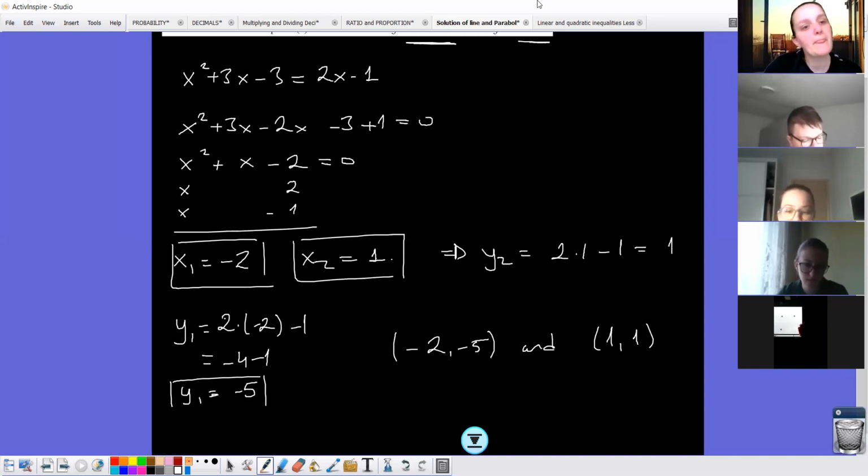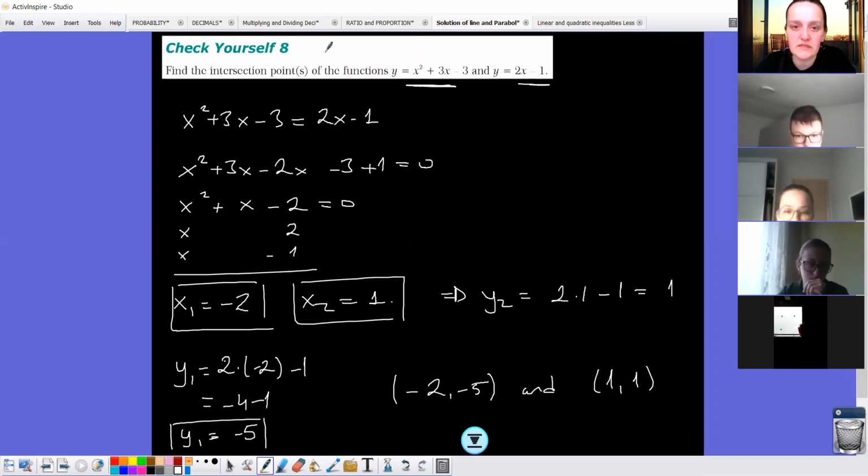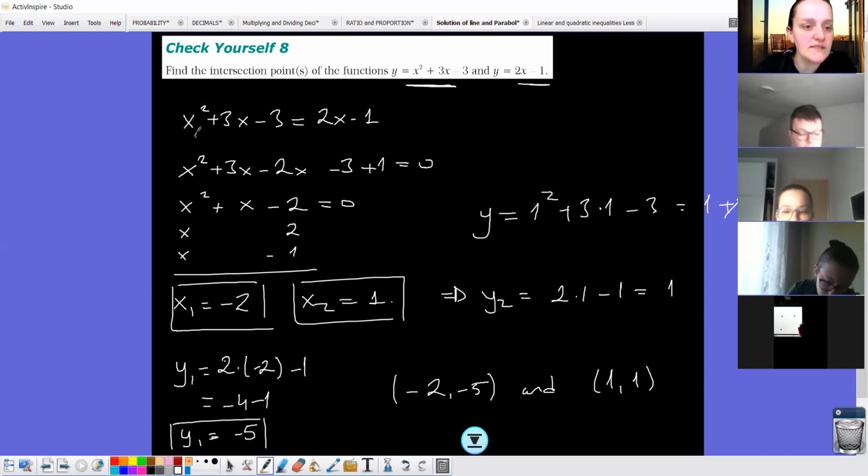Will they give us the same results if we do it with the quadratic function? Yes, you can try. We can try with the 1, which is easier. For the second one, for example, y is equal to 1 squared plus 3 times 1 minus 3. So it is 1 plus 3 minus 3; the 3s will go, so the result will be 1. So it's the same, it doesn't matter, because they are the common points. Here we are equalizing them to each other, and we find the same result for both of them.